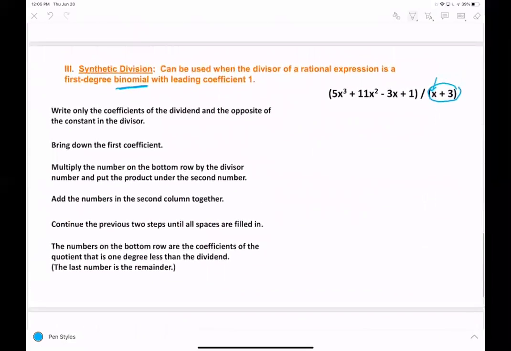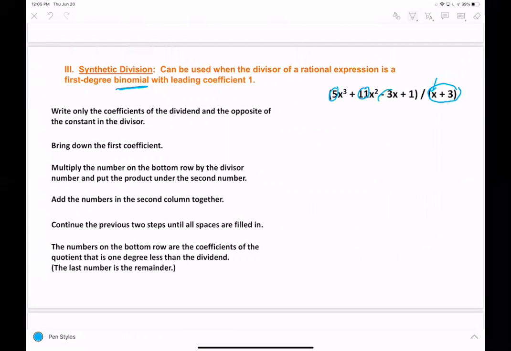So to show you synthetic, what we're going to do is write the coefficients of the dividend. Your coefficients are 5, 11, negative 3, and 1. So I'm going to write out 5, 11, negative 3, and 1. And then I'm going to take the opposite of this number, so I'm going to make it a negative 3. Then I'm going to leave a little bit of space here and draw a line. The first step here is to bring down the first coefficient. So we're going to bring that 5 down.